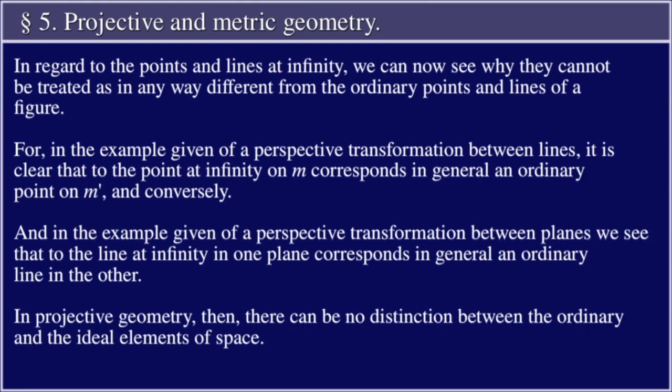In regard to the points and lines at infinity, we can now see why they cannot be treated as in any way different from the ordinary points and lines of a figure. For in the example given of a perspective transformation between lines, it is clear that to the point at infinity on M corresponds in general an ordinary point on M', and conversely. And in the example of a perspective transformation between planes, we see that to the line at infinity in one plane corresponds in general an ordinary line in the other. In projective geometry, then, there can be no distinction between the ordinary and the ideal elements of space.